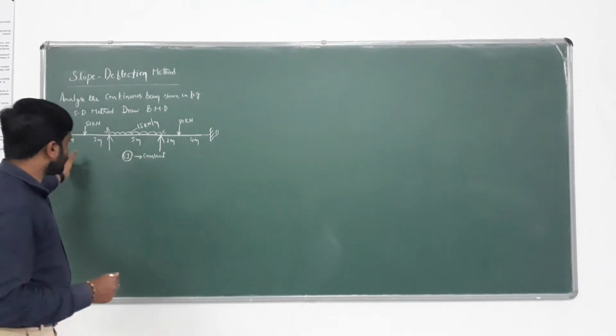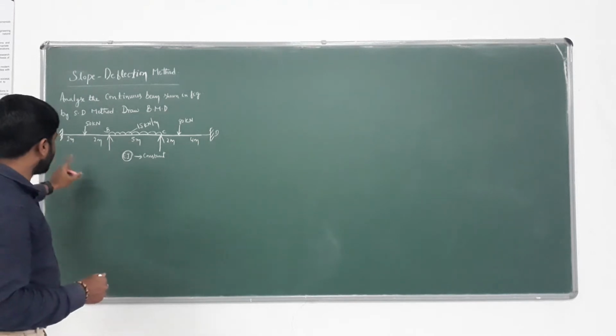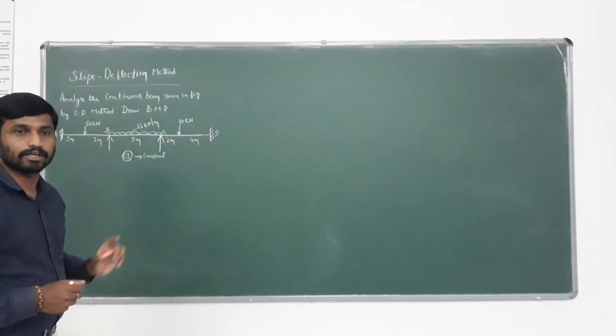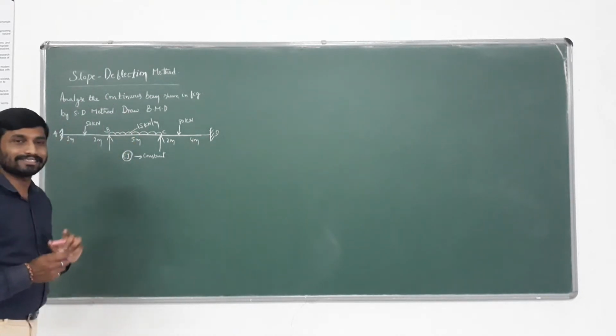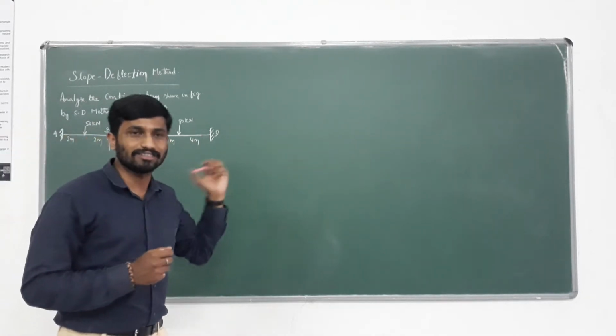We have to analyze this beam. We have to determine the bending moment diagram. That is the ultimate aim of the problem. Now let us see what are the steps involved to solve this problem.